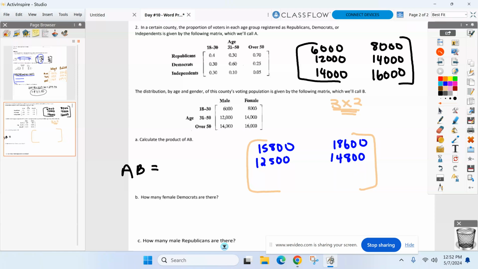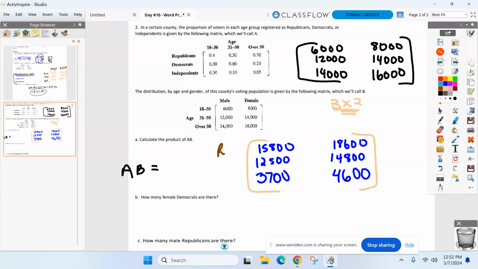Row 3, column 1, 3,700. And the final one, row 3, column 2, I have 4,600. Anything you want to go over how to find before we answer the questions? All right, before we do, what do the rows mean then? Those are your parties, right? Because that's what you multiplied in matrix 1.